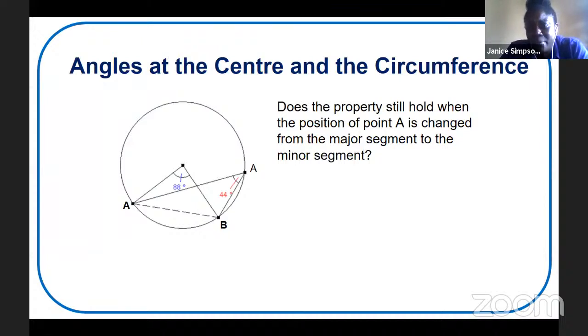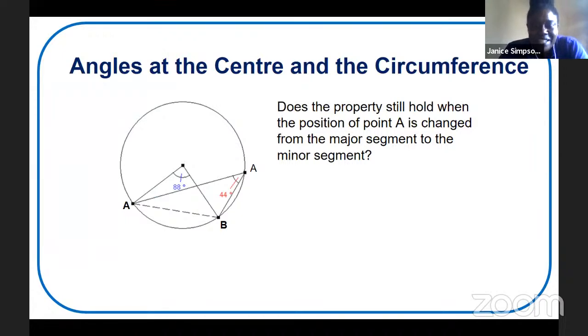So does the property still hold when the position of the point A is changed from the major segment to the minor segment? And this time, we're not going to give it away. All right. So here, this is the question. Does the property still hold when the position of the point A is changed from the major segment to the minor segment? Again, look at where we are. We are in the major segment, and the major segment is that larger segment. And the minor segment is the smaller segment.